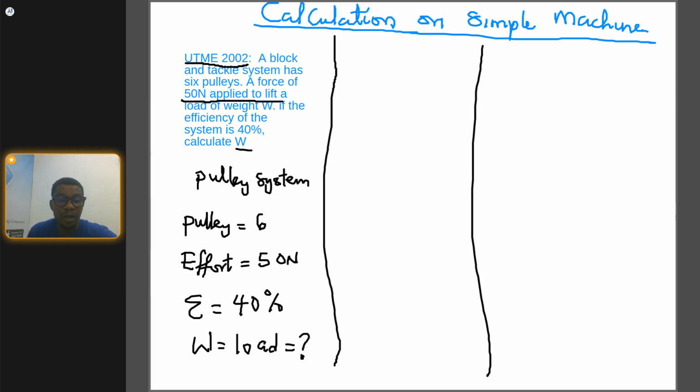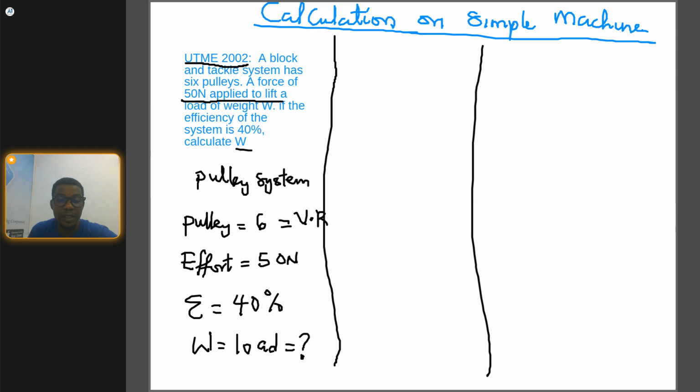To solve this, we are given the pulling, and the number of pulling we have in a pulley system is equals to the velocity ratio, which implies that we have 6 numbers of pulling. That implies that the velocity ratio for this pulley system is 6.